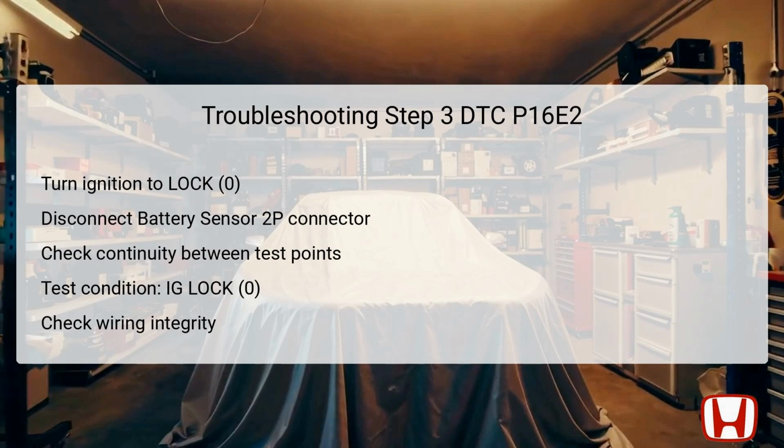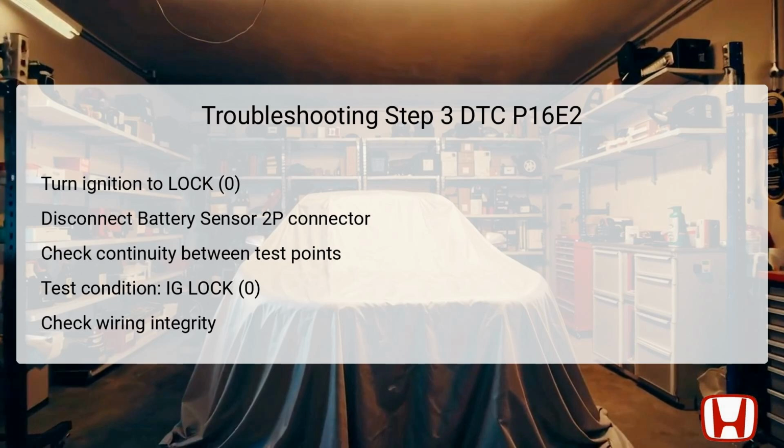Next, carefully disconnect the battery sensor 2P connector, which connects the battery sensor to the vehicle's electrical system. With the connector disconnected, check the continuity between test points 1 and 2. In this case, test point 1 is the battery sensor's number 2 terminal, green wire, and test point 2 is a known body ground. The test should be conducted under the condition that the ignition switch remains off, lock position. If continuity is found here, it indicates no issues with the connection to the body ground, and further diagnostics may be necessary.